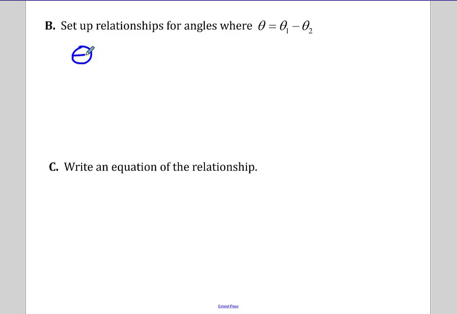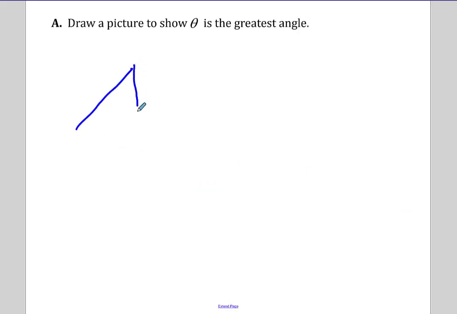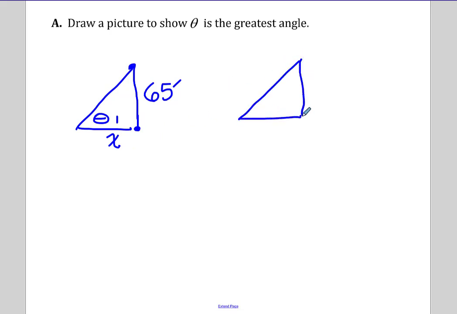So we had a relationship. Let's go back and look at the picture here a minute. This first triangle is 65 feet. I've got a triangle that's got 65 feet here from the ground to the top of the screen. That's our theta 1, and we don't know this distance. Then I have the other picture, the smaller angle. That was 45 feet from the ground to the bottom of the screen, and we called that theta 2.